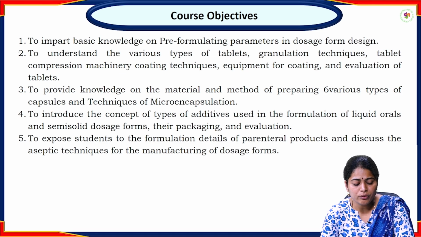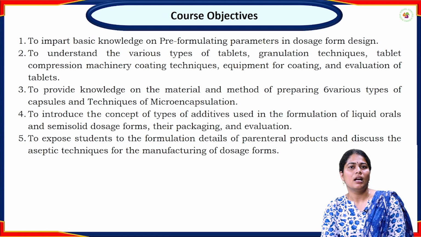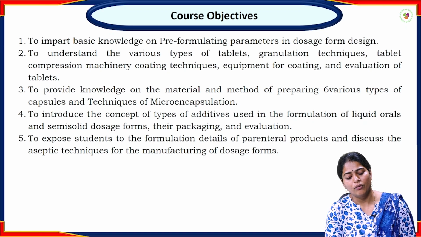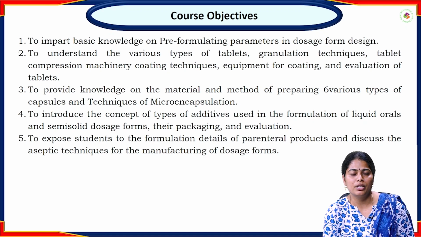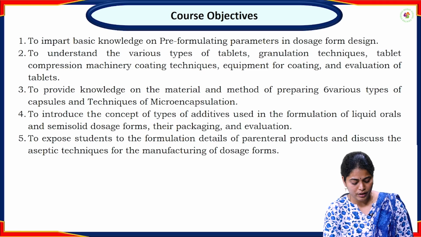In course objective 5, to expose the students to different aseptic techniques, as well as to discuss different aseptic techniques used in the manufacturing of dosage forms and formulation of parenterals. All these 5 are the course objectives for industrial pharmacy.